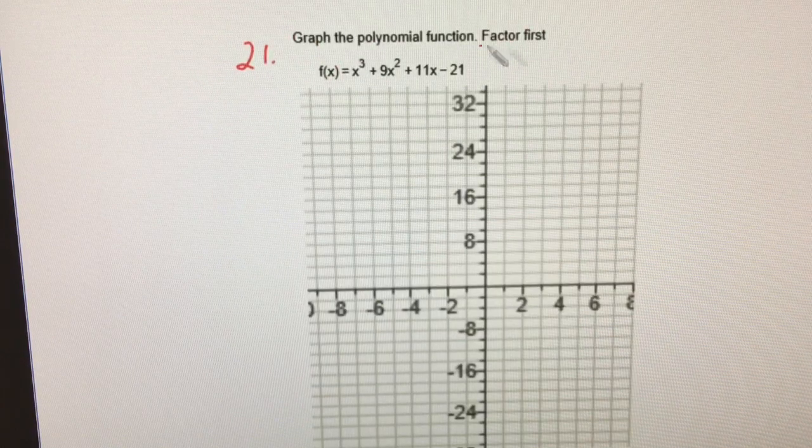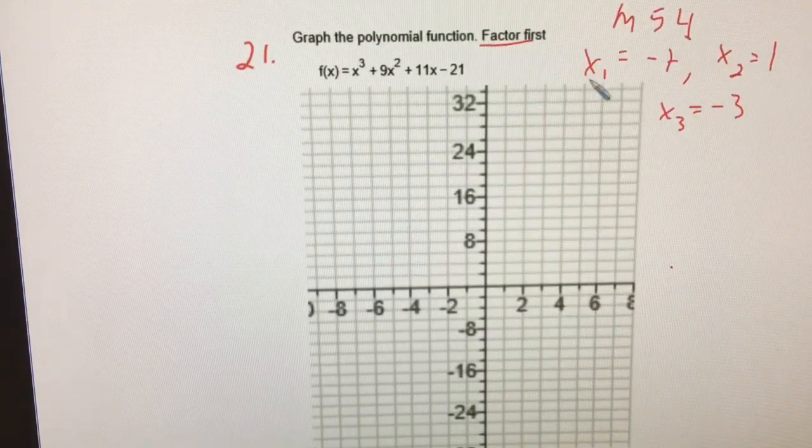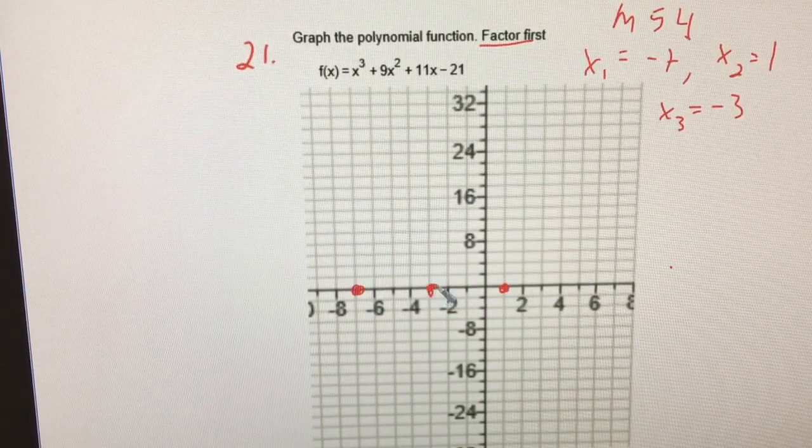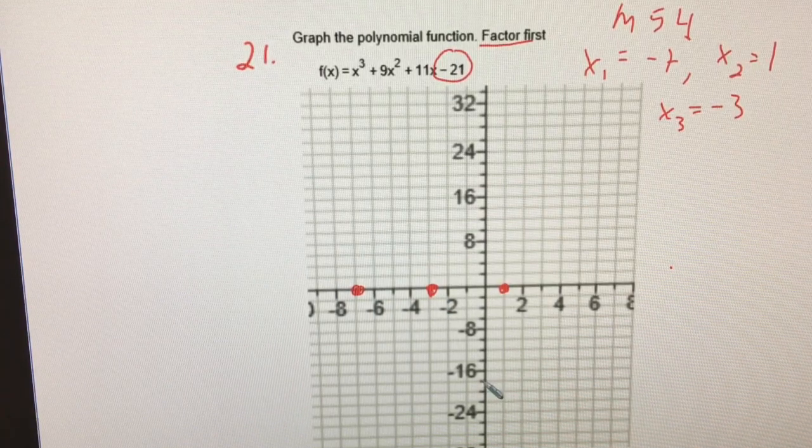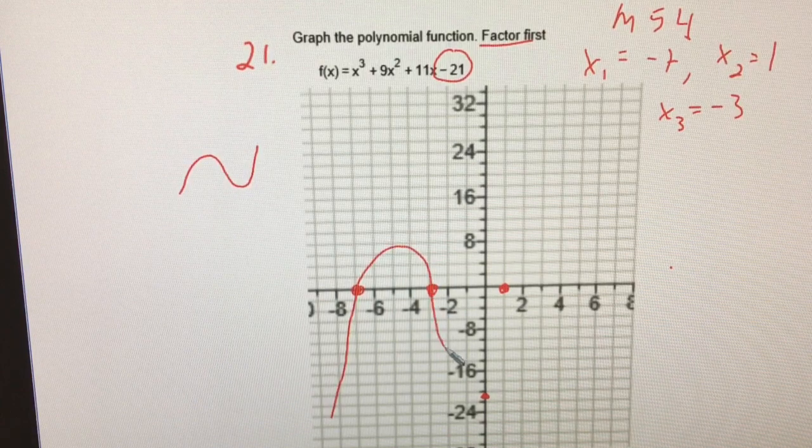21, I have to factor it, so I'm going to mode 5, 4. All right, I got x of 1 equals -7, so that means there's going to be a 0 at -7. X of 2 is 1, there's going to be a 0 at 1. X of 3 is -3, there's going to be a 0 at -3. That's not enough to actually graph it. I actually need the 0, -21. And it's x cubed, so that end behavior is going to be down on the left, up on the right, and it should look something like this.